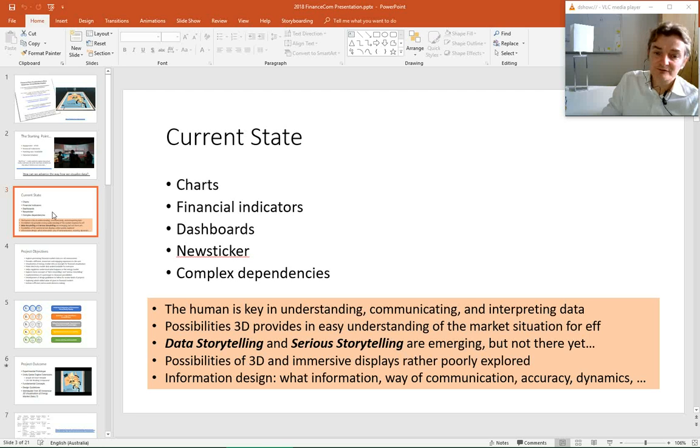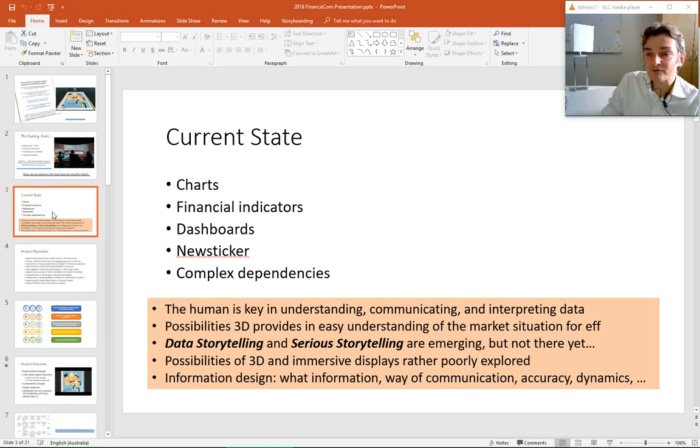So what we wanted to do was put the human in the center. We put the human as key in understanding, communicating, and interpreting data, despite all the efforts done in algorithmic trading and all sorts of things. We wanted to explore the possibilities 3D provides for easy understanding of the market situation, for increasing the efficiency of understanding this complex information. We also wanted to experiment with data storytelling, a new buzzword in information visualization, which we can put together under serious storytelling, where serious storytelling is the idea of using storytelling and narration outside entertainment contexts. But all these things are newly emerging and we are not there yet.